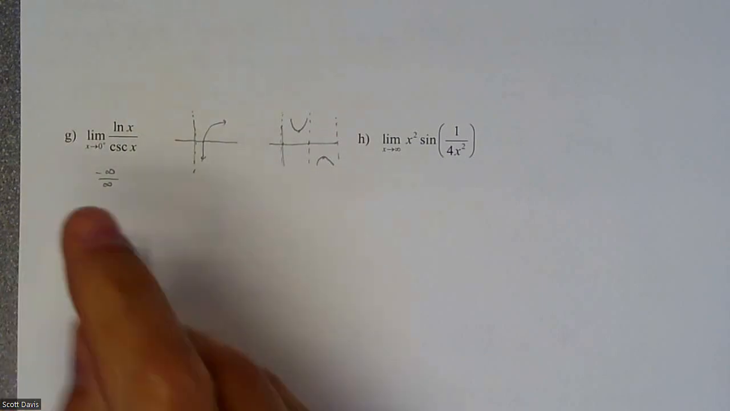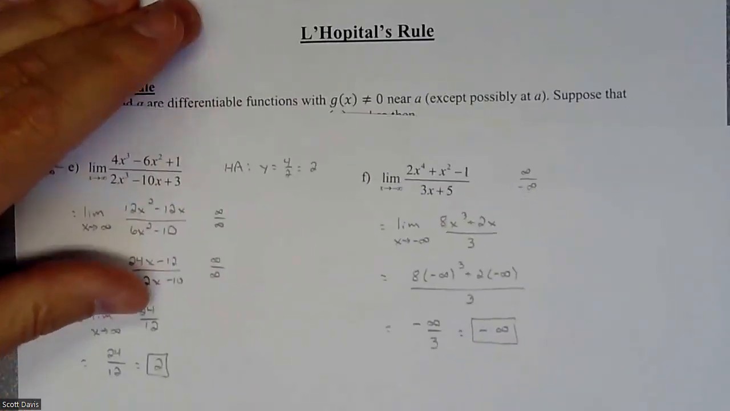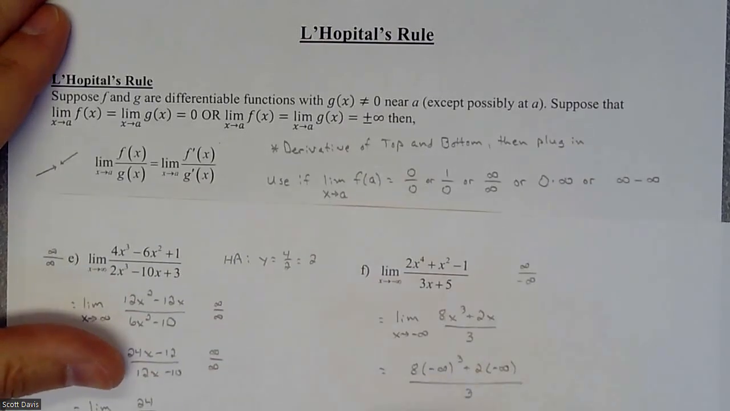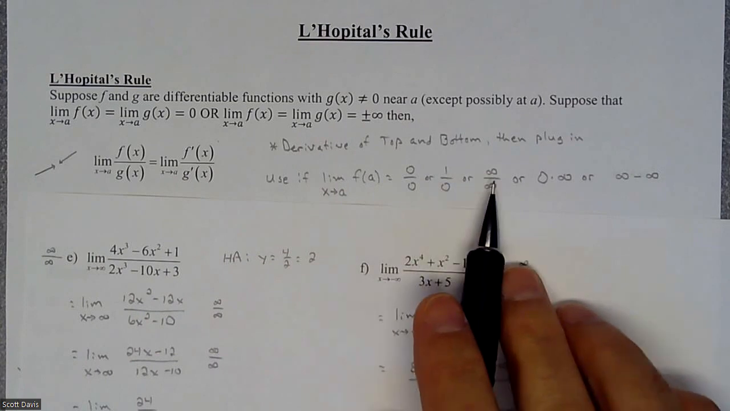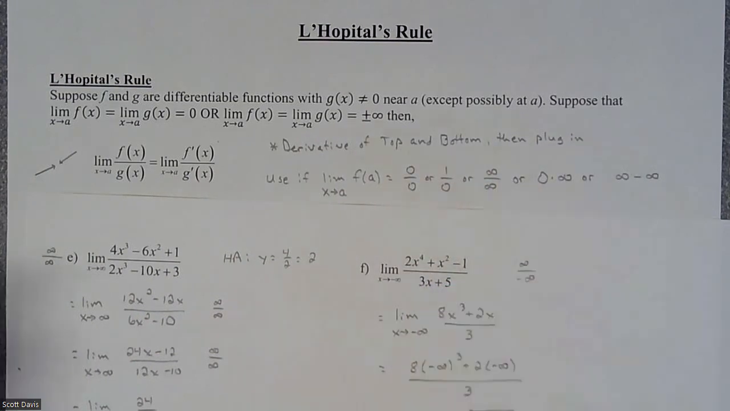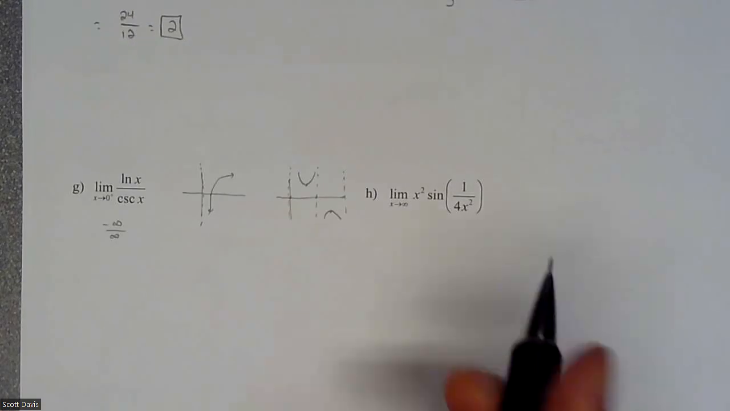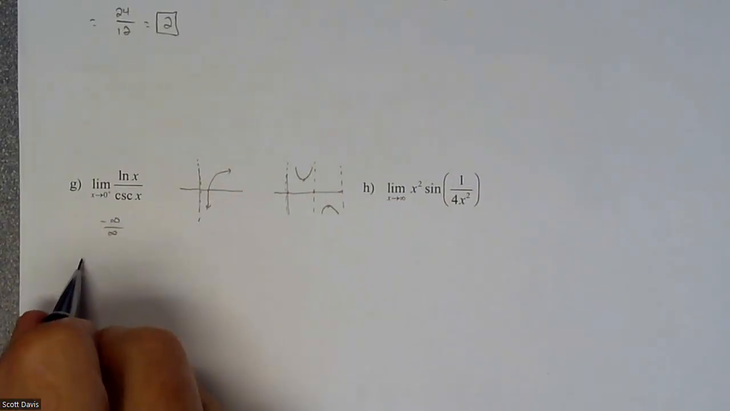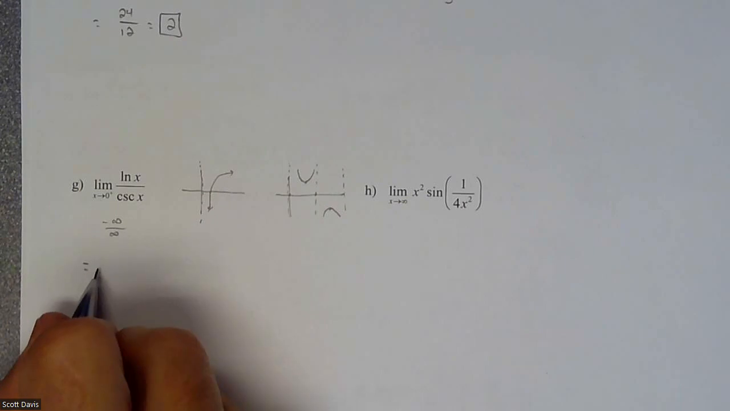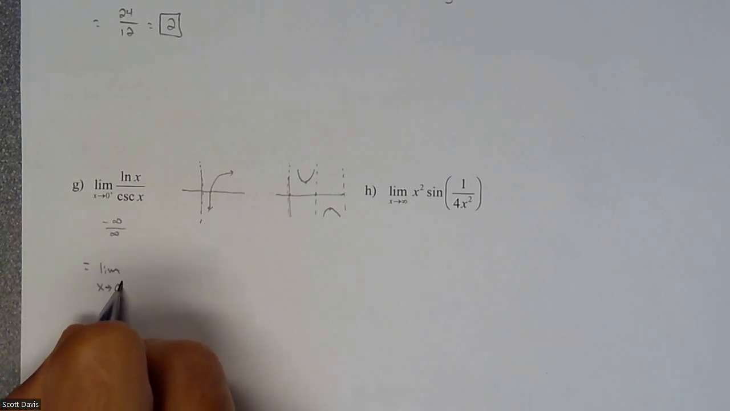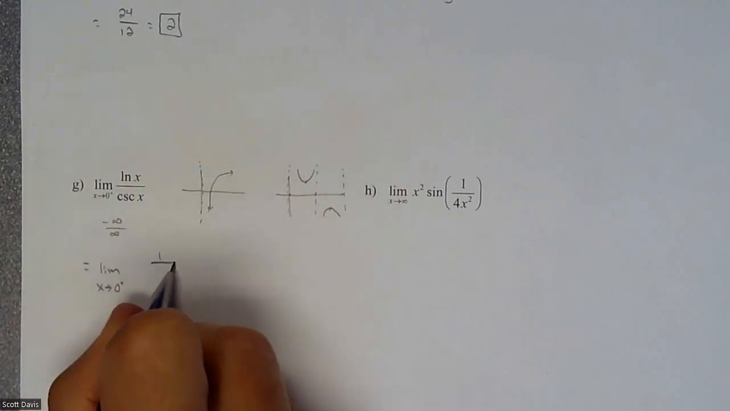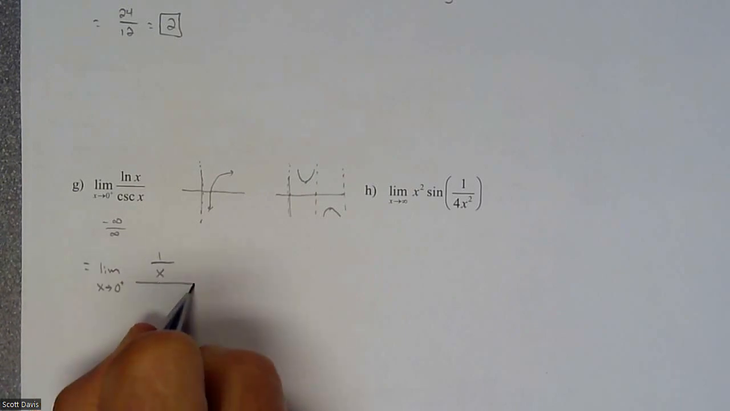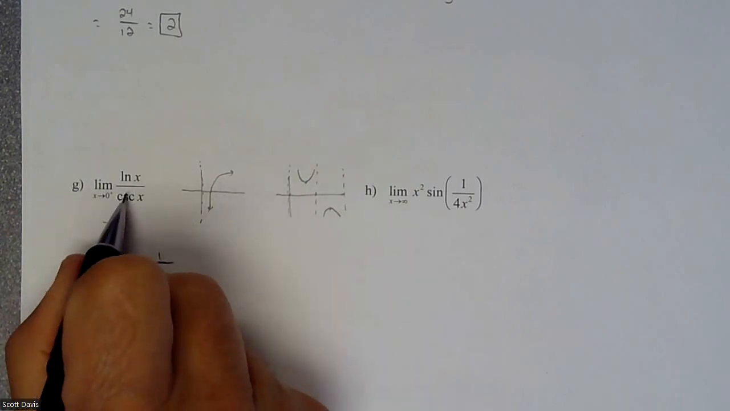So I'm going to use L'Hopital's rule, because I have these situations that I can use it: if I have a 0 over 0, or an infinity over infinity, which is what I have, then I can do the derivative of the top and bottom. So I'm still looking at x approaches 0 from the right. The derivative of the natural log is 1 over x, divided by the derivative of cosecant.